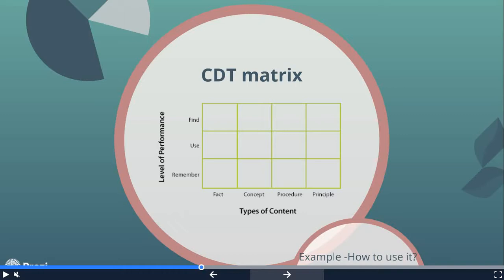The content column includes fact, concept, procedure, and principle. Facts are key pieces of information such as numbers, names, and events. Concepts are symbols or objects that have similar characteristics or properties which share a name. Procedures are a series of steps that can be used to solve a problem, while principles explain why something occurs as it does.